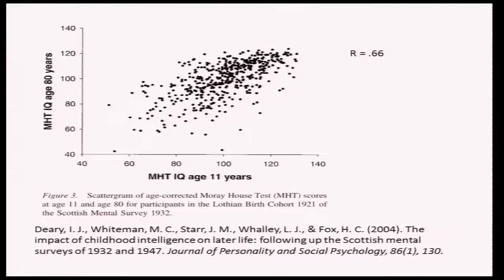And the one that bothers me the most is the relationship between early life IQ and late life cognitive performance. This comes from the Scottish Mental Surveys of 1932. This is the Moray House Test IQ score at age 11, and this is the Moray House Test IQ score at age 80. And the correlation is about as good as you're going to get for two mental status measures in any sample, regardless of the fact that they're separated by about 70 years. And this is an important potential confound.